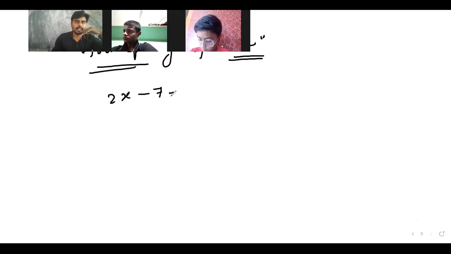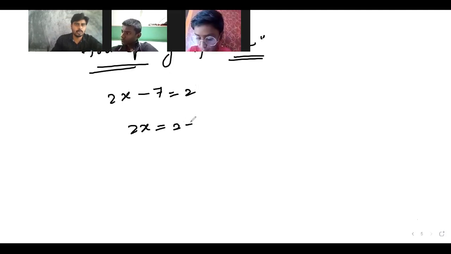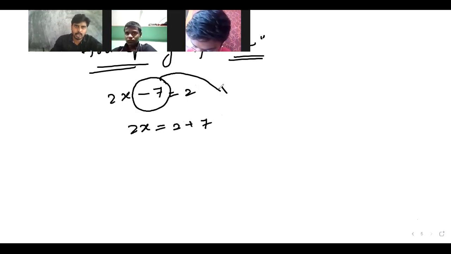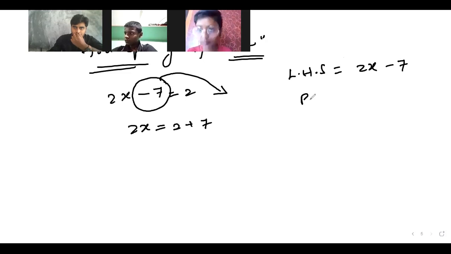See, 2x minus 7 is equals to 2. So what does it become? 2x is equals to 2 plus 7. Here I transposed this minus 7 to the RHS side. So let us write here what is LHS here actually. 2x minus 7. What is RHS?